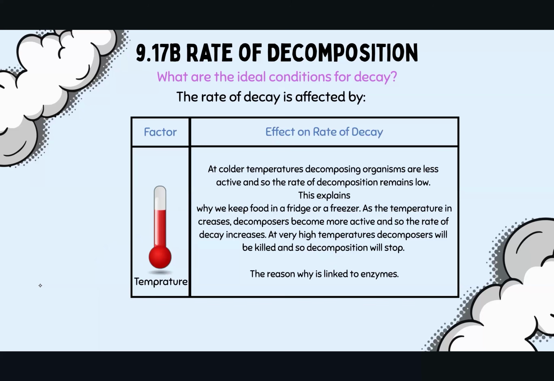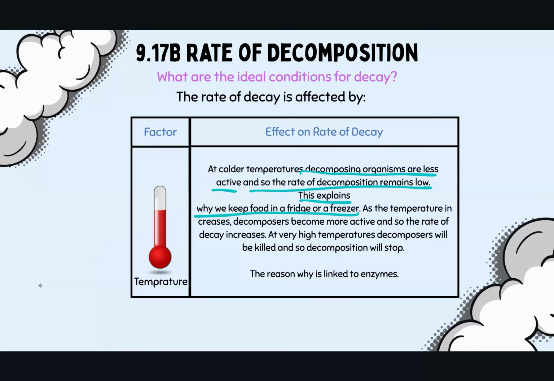So temperature is important. Now, one thing you need to keep in mind here is that the decay is done by decomposers, which are microorganisms. So they're protein based. They also have enzymes which they release. So both the microorganism and the enzyme can denature. So at cold temperatures, decomposing organisms are less active, and so the rate of decomposition remains low. This explains why we keep food in a fridge or a freezer.